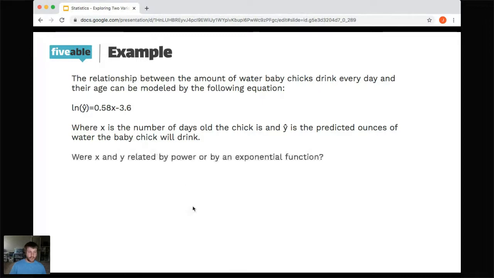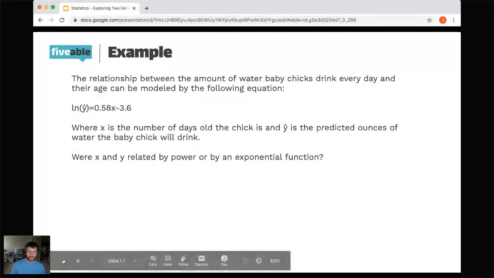Okay, so the first question is, were x and y related by power, or are they related by an exponential function? So did we take the natural log or the log of just the y, or did we take it of the y and the x? Take a minute, and if you have to hop back over there, you can on the last one. Okay, yep, we took the log of just the y. So what type of relationship does that give us? Is it a power relationship, like squared or cubed, or is it an exponential function?